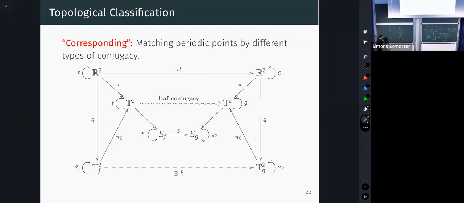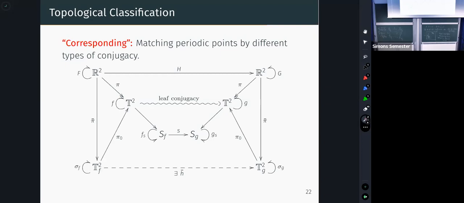What does that mean, more exactly? What the leaf conjugacy truly means is that you can find some H tilde, from T2 to T2, which is homotopic to identity, such that your H tilde maps the stable foliation of F at X to the stable foliation of G at H tilde of X. So you have a conjugacy between the stable leaves, a leaf conjugacy.